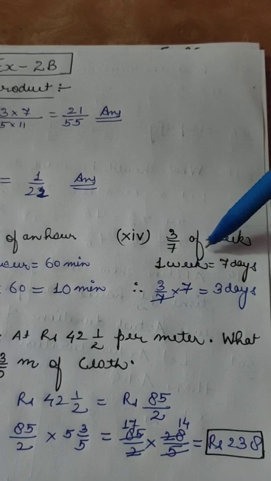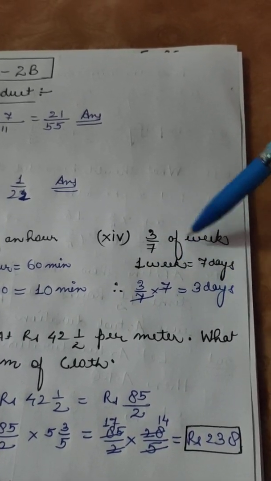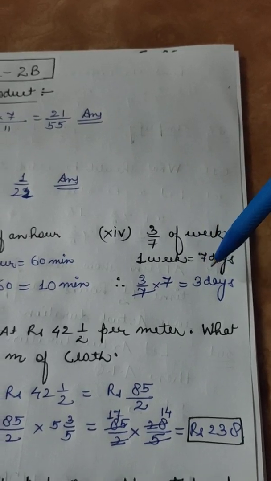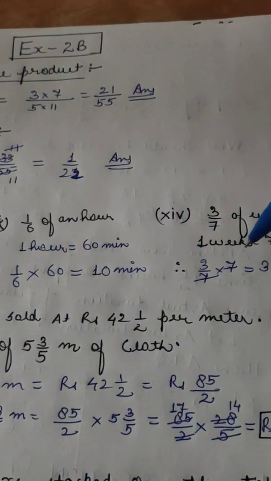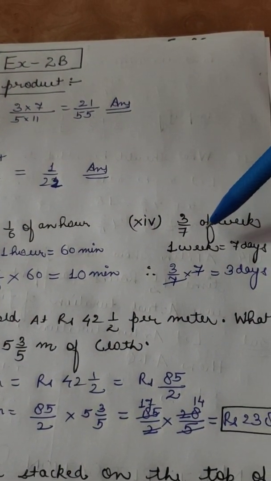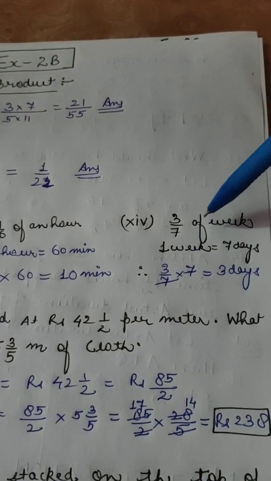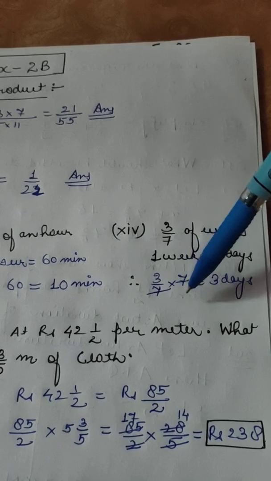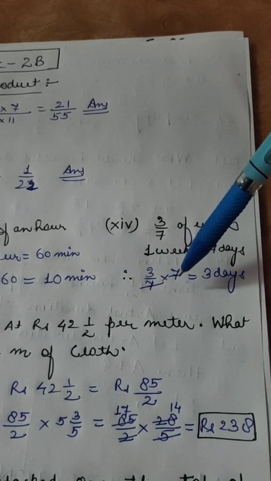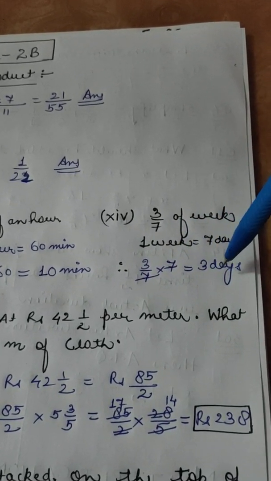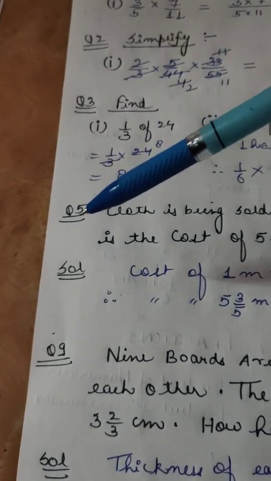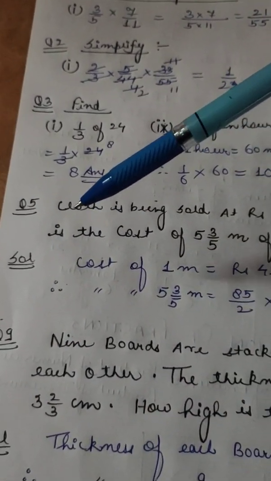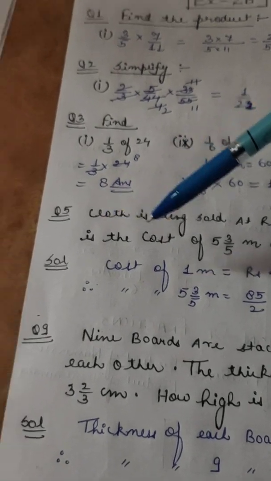Next I have solved the 4th part: 3 by 7th of a week. You have to find 3 by 7th of a week. As we all know, 1 week is having 7 days. So I have written multiplication sign in place of 'of', and the number of days a week has, I have written in place of week. 7 and 7 will get cancelled off and we will get 3 as the answer. Question number 4 you have to solve by yourself. I have done question number 5.